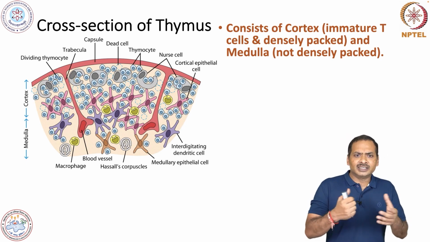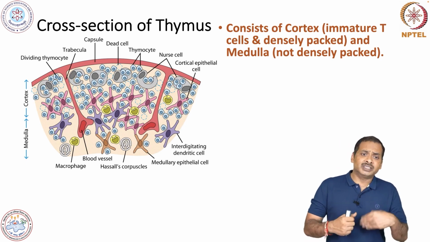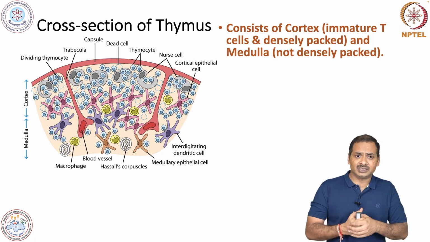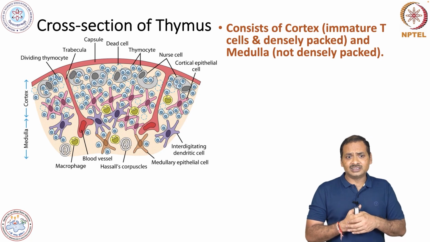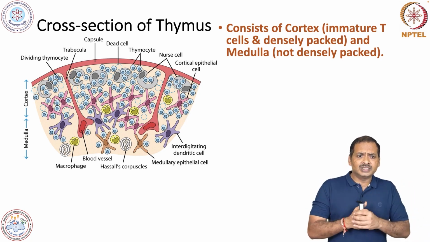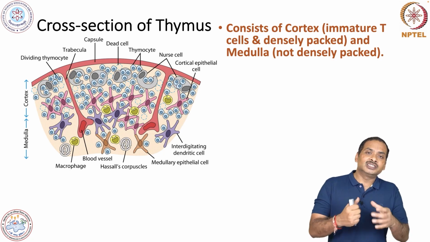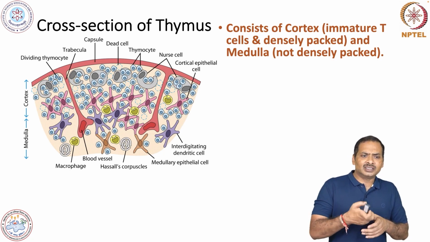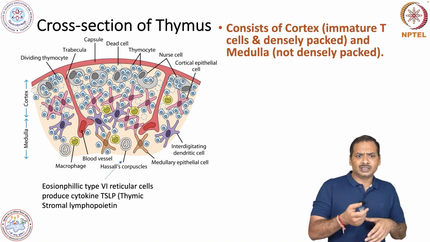And there is a cortical epithelial cell which is again providing some factor in order to grow these thymocytes. And there are interdigitating dendritic cells. So all these cells play a very important role in the development of these immunocompetent naive T cells. And there is one structure which we call a Hassall's corpuscle.